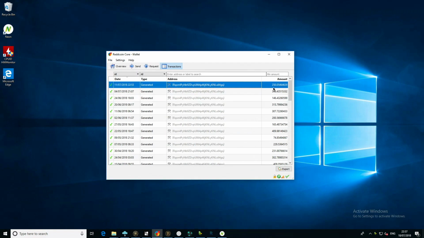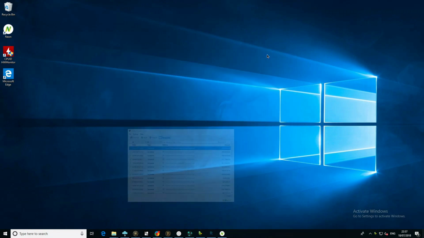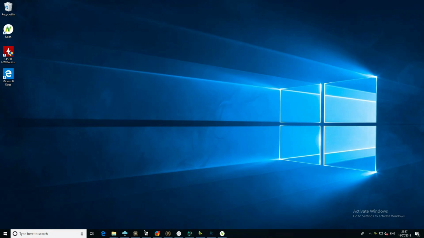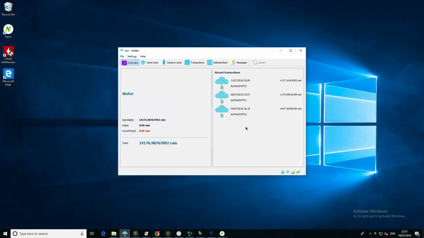For Redcoin we have one stake here, which is for 250.05. That's quite a nice stake. That's definitely a nice stake, that one. Let's have a look at Rain Wallet.